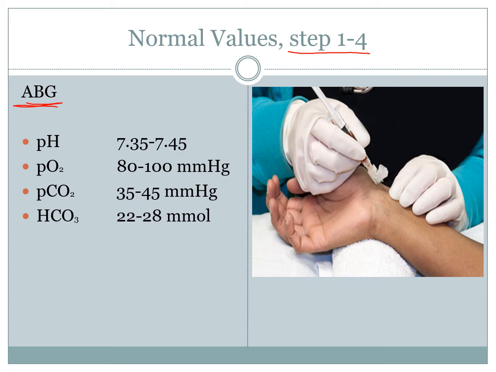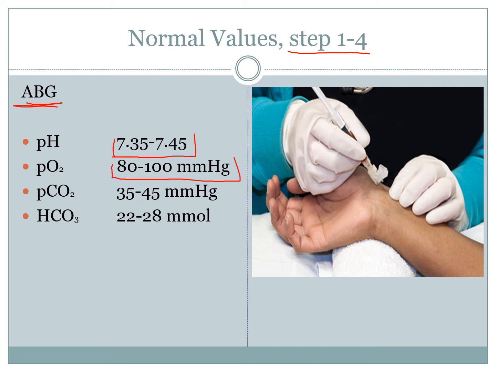When we're looking at the pH, it's nice and simple. A normal value within the human body is 7.35 to 7.45. That's it. Any lower, you're acidotic. Any higher, you're alkalotic. A normal PO2, which is essentially the pressure of oxygen within the body, is anywhere between 80 to 100 millimeters of mercury.